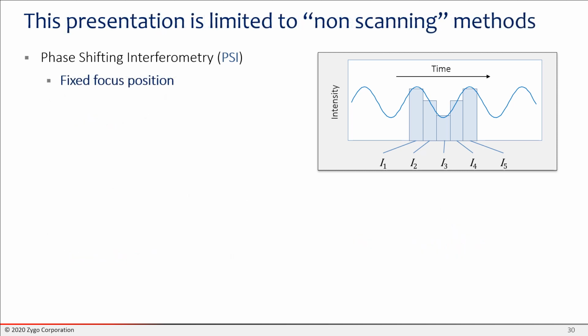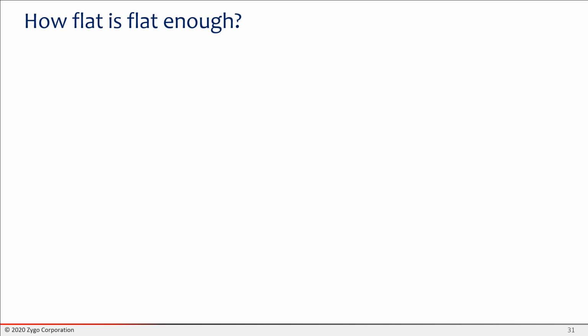In this presentation, we're going to concentrate just on those types of data acquisition that involve a fixed focus position. So phase shifting interferometry, PSI microscopy, laser Fizeau interferometers, those types of interferometers that do not scan the focus position during the data acquisition. So how flat does the part have to be in order for the EFO model to work for a fixed focus system like a phase shifting interferometer?